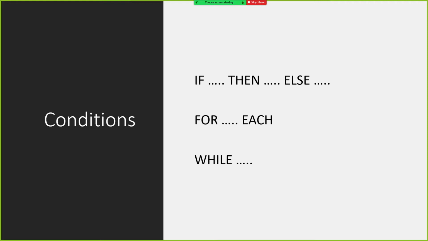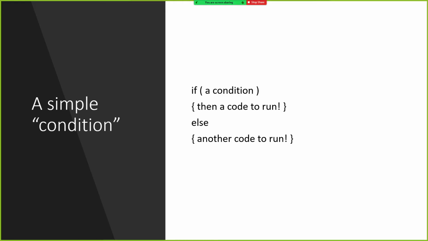Conditions help you a lot, because a lot of times you ask yourself, what if I do this? What if I put this and then another thing happens? So conditions are like if then else, or for any number that goes beyond 10, change each one of them like this, or while. These are conditions. A simple condition usually has this format. If a condition is true, then run this code. Else, run another code. You put your condition in parentheses, and you put your code in curly brackets.